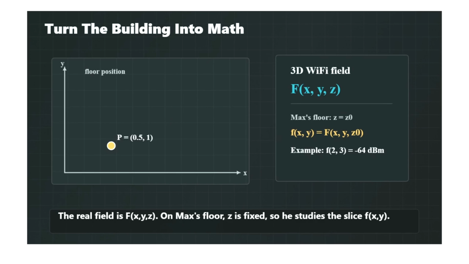Now let us describe this mathematically. The real Wi-Fi signal is a 3-dimensional field, f of x, y, and z. But Max can only walk on his apartment floor, so z is fixed. On that floor, we study a 2-dimensional slice, f of x and y equals f of x, y, z0. The goal is to find where this slice has the largest value. That means the strongest Wi-Fi signal Max can reach.